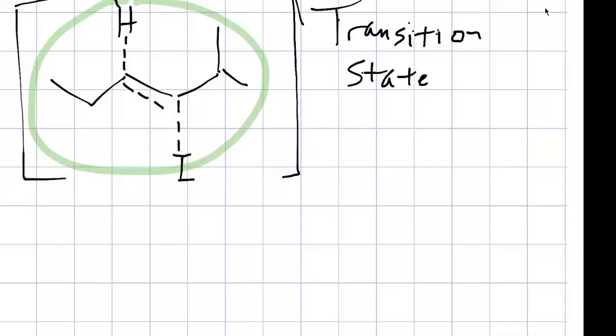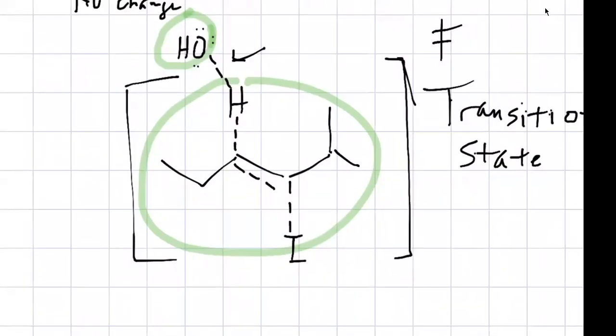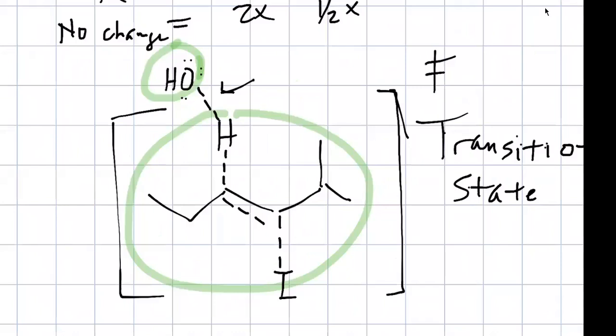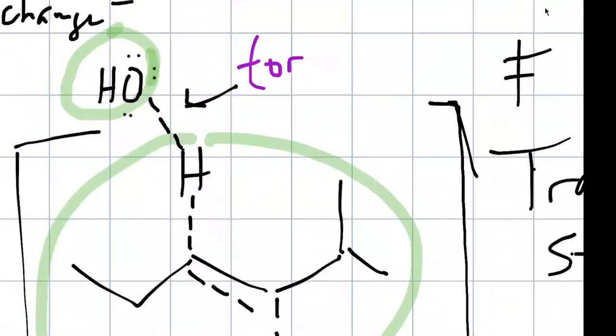All right, so that's what the transition state for the E2 looks like. Partially broken bond between C and H, partially formed pi bond, partially broken C-I bond, and then a partially formed HO bond. All of that's happening all at once. It's all concerted. Any questions about that? So this is forming. And then this is breaking. And then that pi bond is forming.